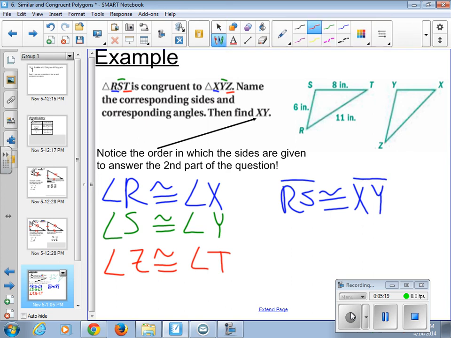Next we have ST. It doesn't matter which order we go in here. ST matches up with YZ. And then finally, we've got RT. Those are the first and third angles mentioned. It goes along with XZ.